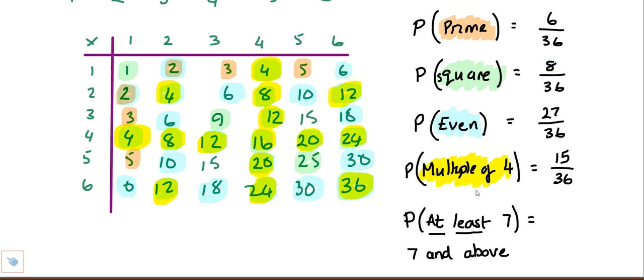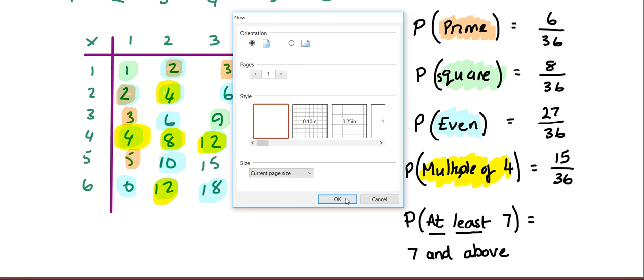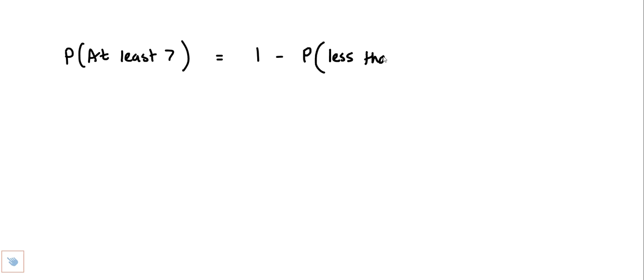What if I did this? What if I said to you, and this is important as well, that the probability of at least 7 is found by doing 1 minus the probability of less than 7. Now this is an important part of probability as well, because the probability of everything has to equal 1.